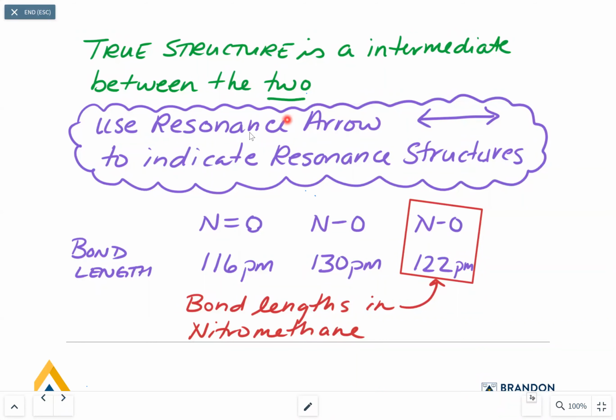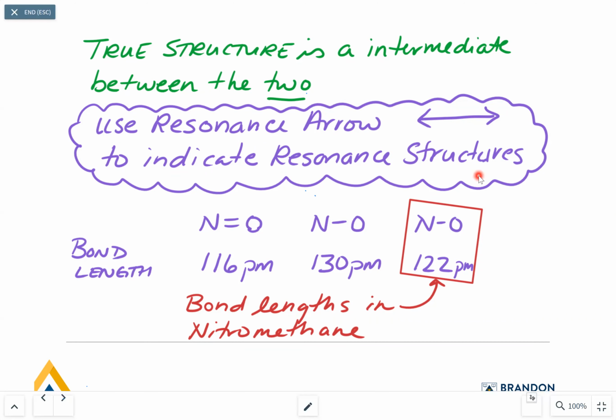Okay, so you separate your two resonance structures by a resonance arrow. And so what it's saying is that this structure on one side would be in resonance with the other structure. And to interconvert between the two structures, what we're going to need to do is move electrons.